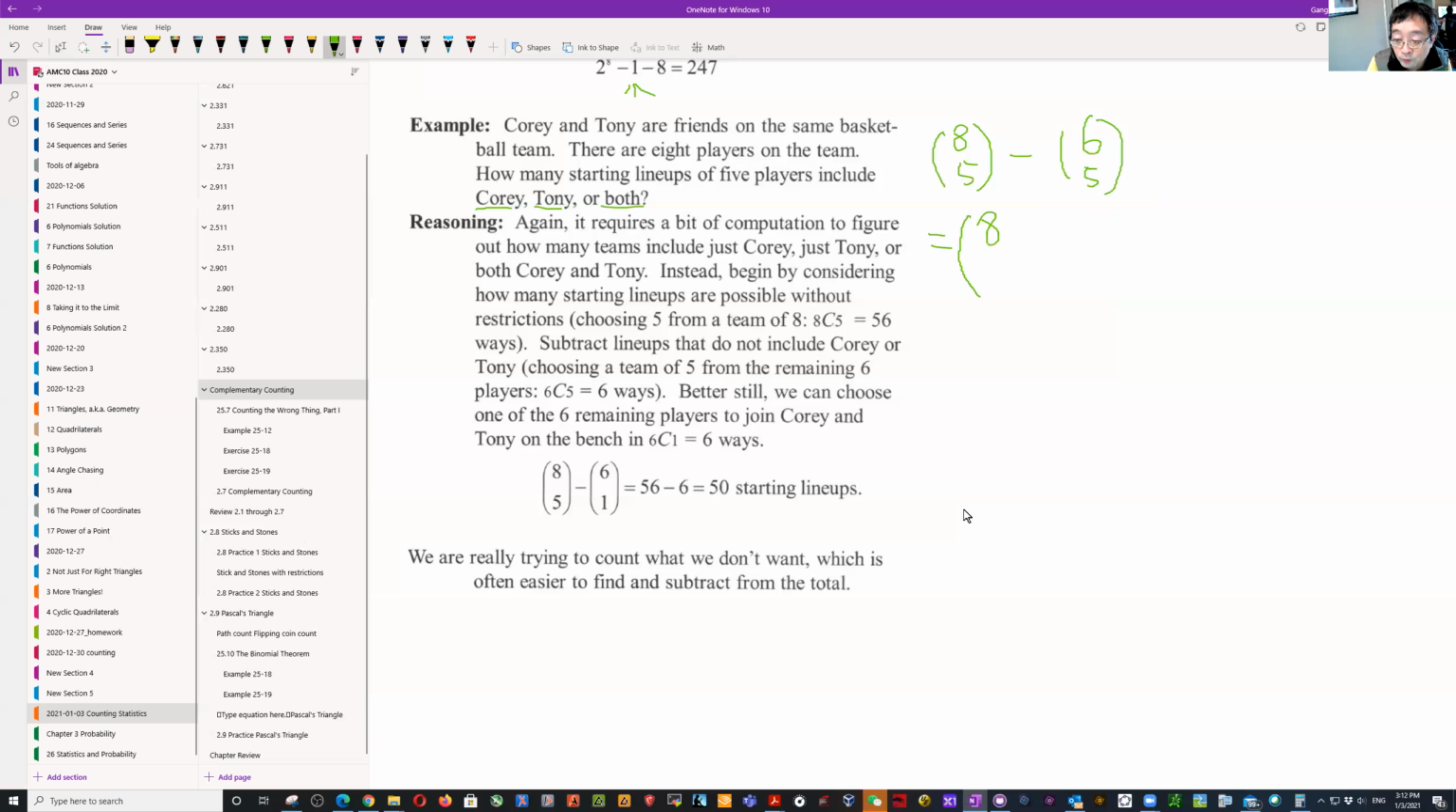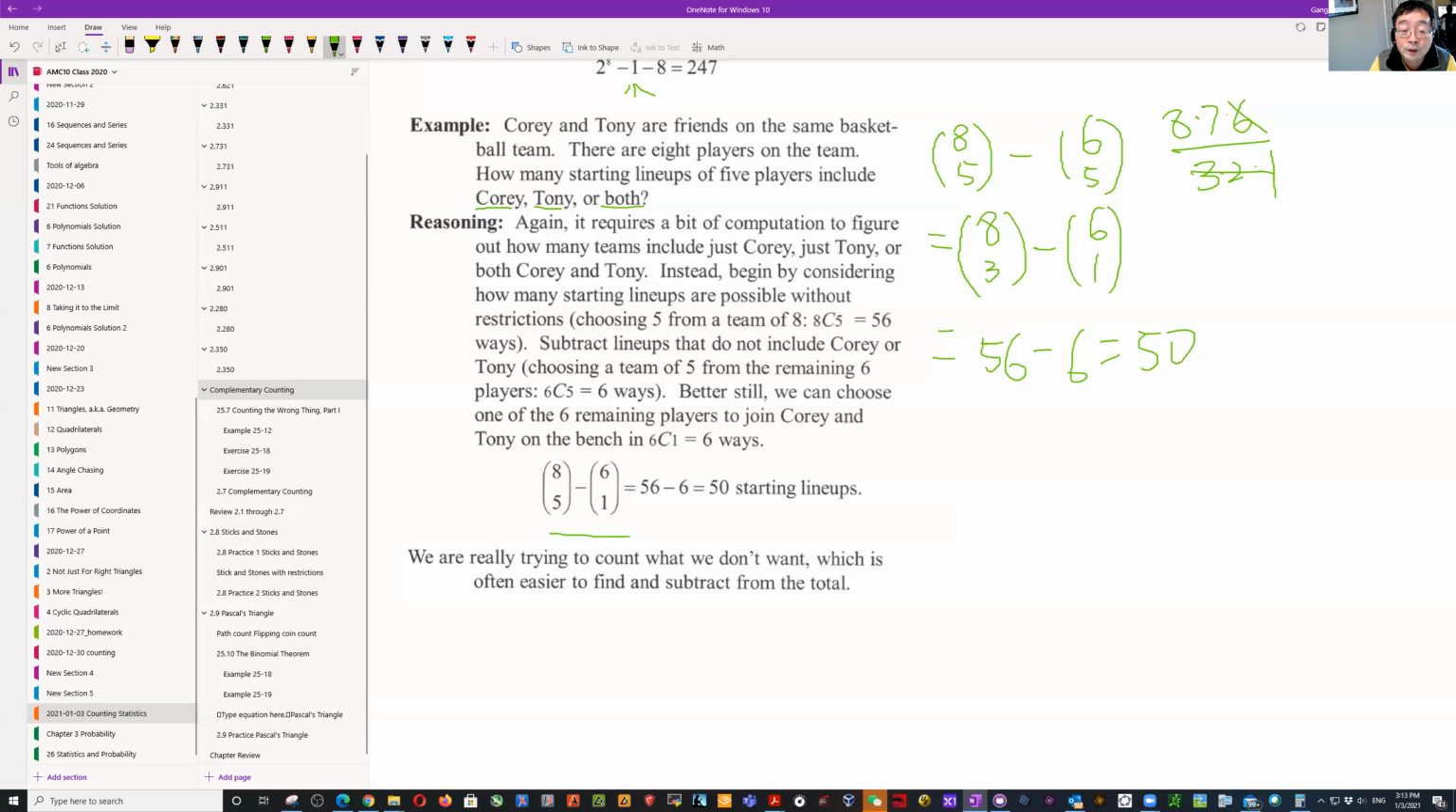8 choose 5 is equal to 8 choose 3, and 6 choose 5 is equal to 6 choose 1. 8 choose 3 is 8 times 7 times 6 over 3 times 2 times 1. So this cancels, and 7 times 8 is 56. Minus 6 choose 1, which is just 6, so equal to 50. So this is the way you complete this type of calculation.